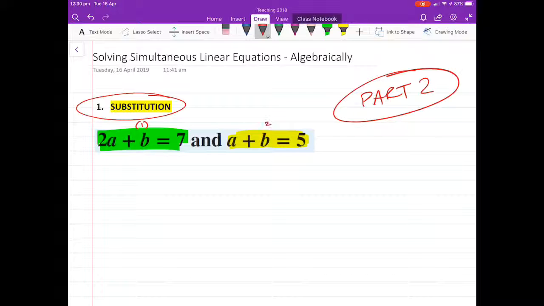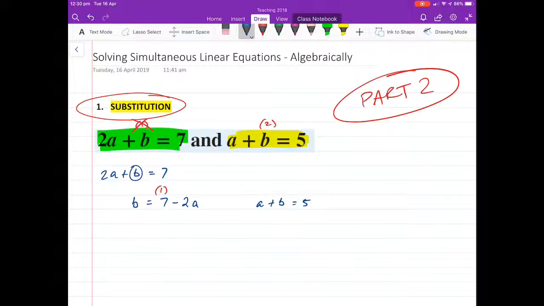So first things first, I'm going to go and number our equations. Which one you choose to do is entirely up to you. I'm going to rearrange equation number 1. At the moment it's 2a plus b equals 7. I've got a single variable here in b, so I'm going to get rid of the 2a. So now I'm going to be left with b equals 7 take 2a. That now becomes my equation 1, and my equation 2 I can leave as a plus b equals 5.